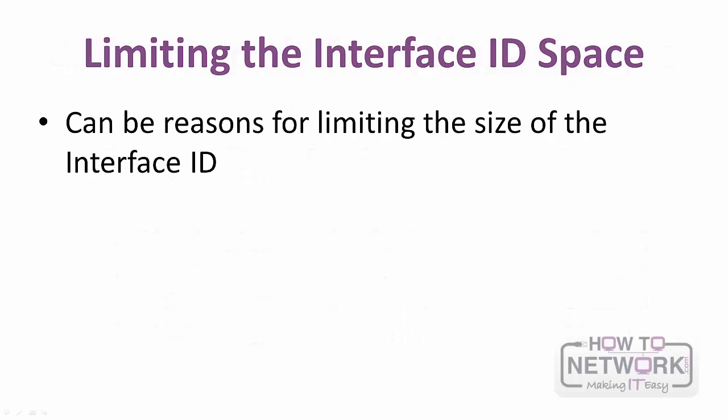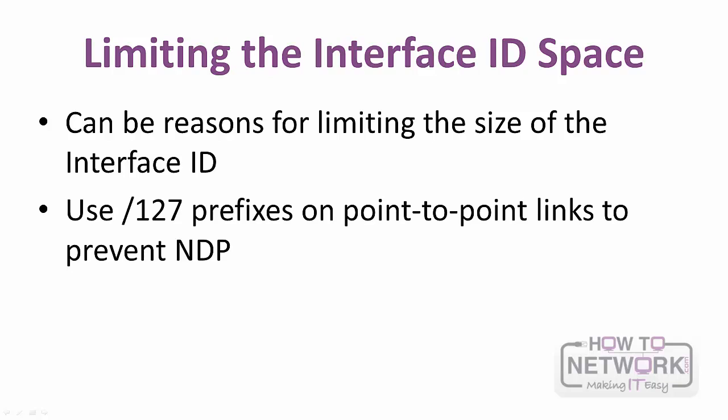Although IPv6 address space is plentiful, there can be reasons for limiting the size of the interface ID within a network infrastructure. RFC recommends employing /127 prefixes on inter-router point-to-point links for what is known as a Neighbor Discovery Protocol exhaustion attack, which is beyond the scope of this course.